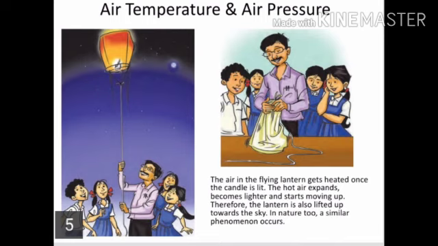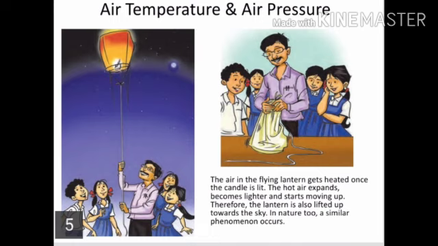Air temperature and air pressure. Now here is an activity for you. Take a flying lantern. Tie an approximately 5-meter long thread to the flying lantern so that you can bring the lantern down whenever required. After carefully reading the instructions given on the package of the lantern, open it and light the candle placed in it. Observe what happens. After some time, bring the lantern down with the help of the thread and put off the candle.